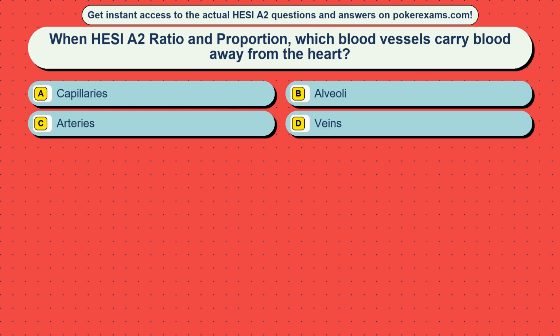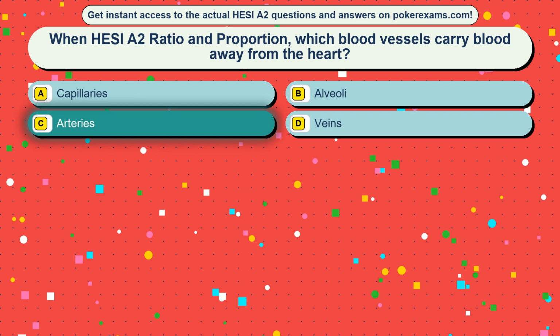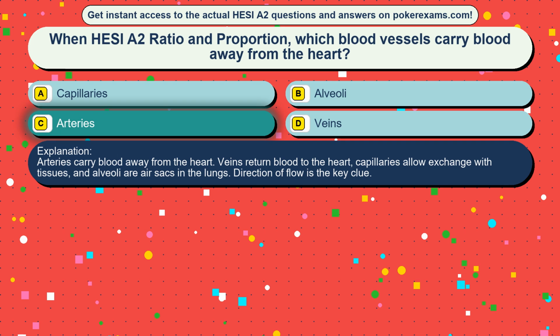Question 39. HESI A2 ratio and proportion, which blood vessels carry blood away from the heart? Option A, capillaries. Option B, alveoli. Option C, arteries. Option D, veins. The correct answer is option C, arteries. Arteries carry blood away from the heart. Veins return blood to the heart, capillaries allow exchange with tissues, and alveoli are air sacs in the lungs. Direction of flow is the key clue.